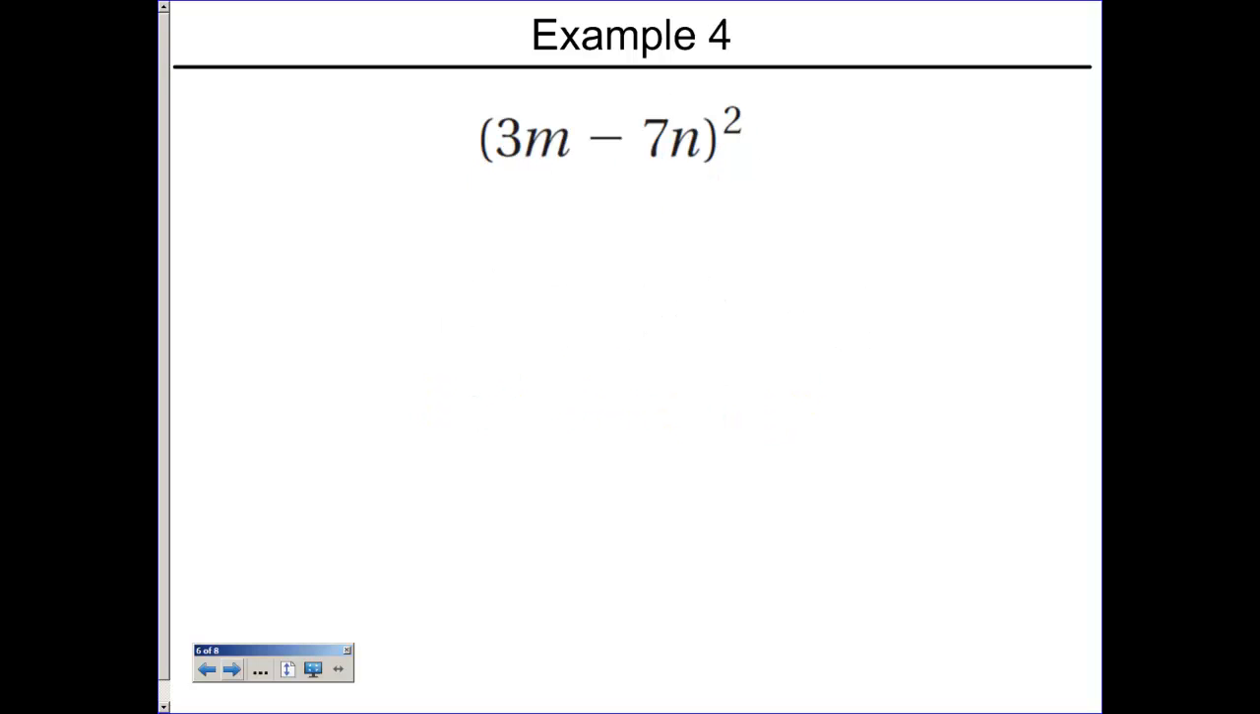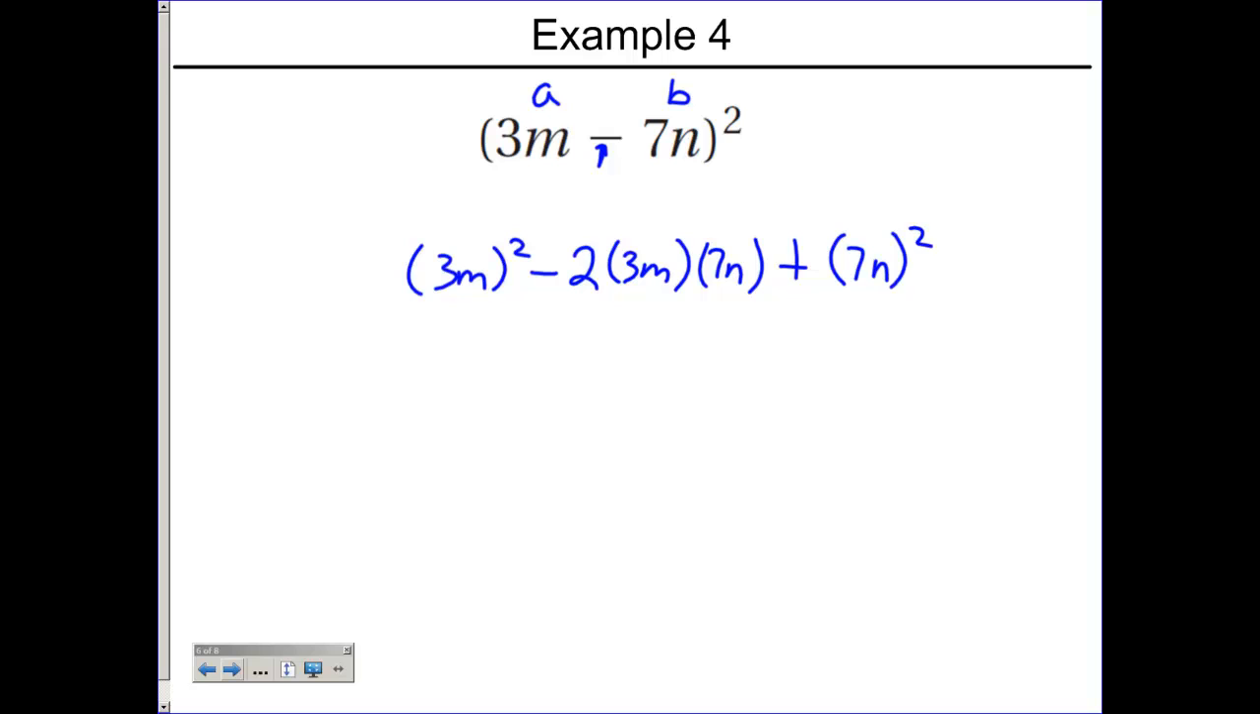Another example where we have two variables in it. This is a, this is b. So 3m squared minus, because of the minus term, our second term is minus 2 times 3m times 7n, and then plus 7n squared. Now you'll notice at the end there we actually have a 7 inside there, so it won't just be the number or the variable squared.